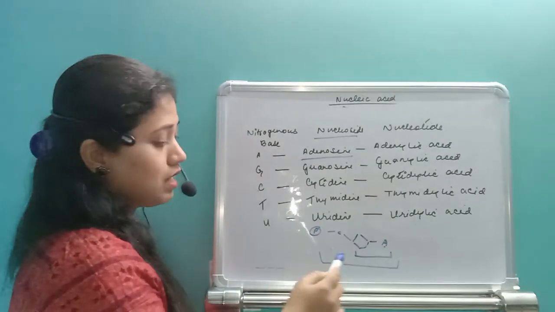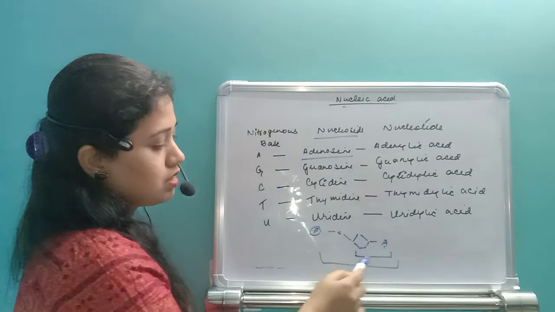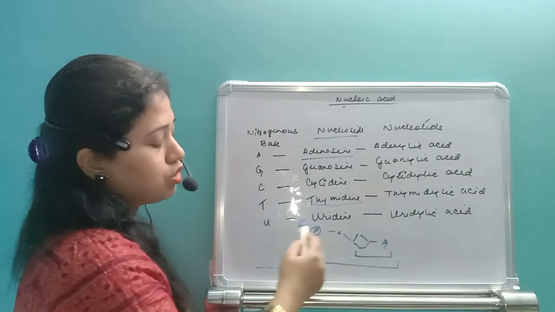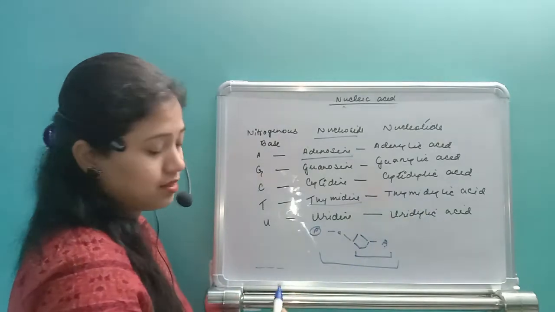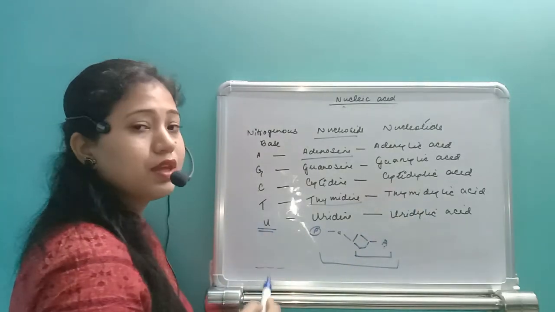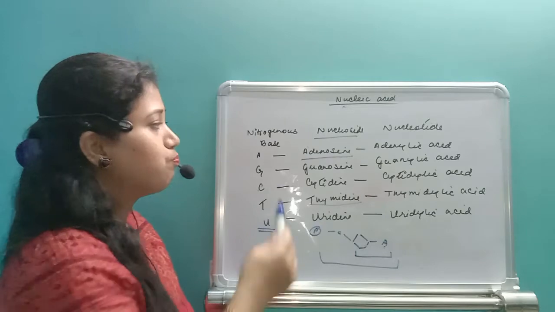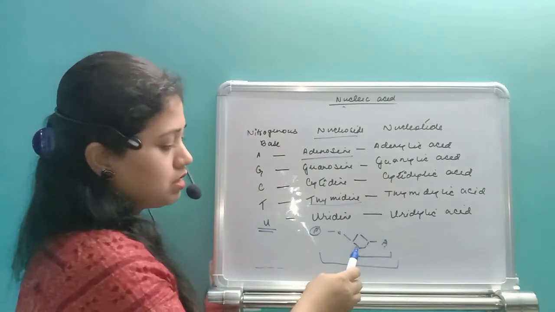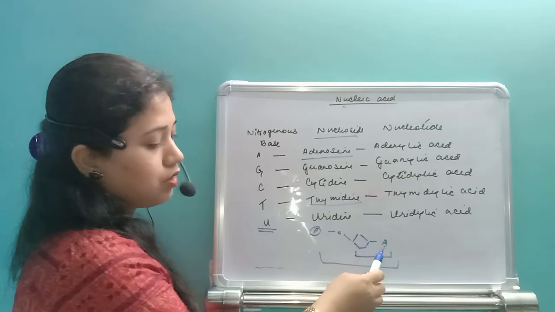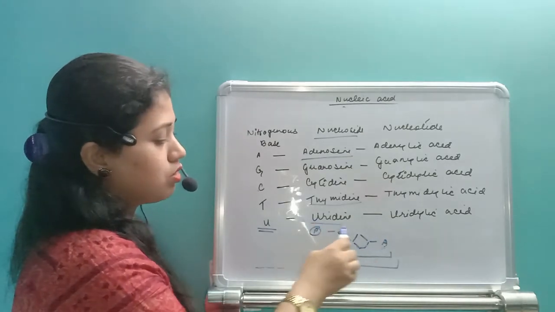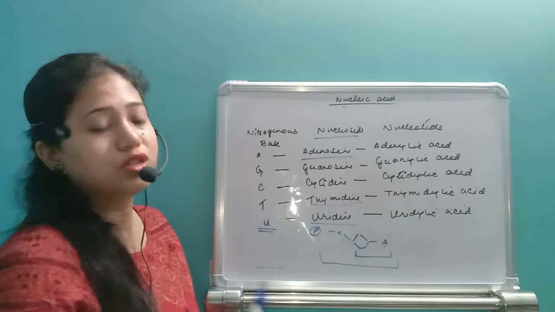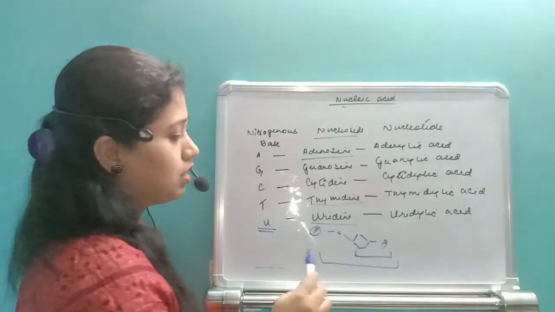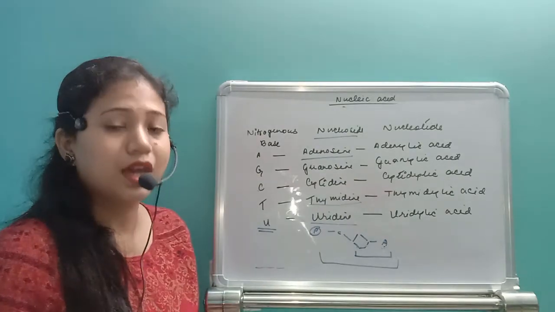Next one, if it is thymine as the nitrogenous base, then this nucleoside will be thymidine and the whole nucleotide will be thymidylic acid. Next, the last one, if uracil is present as a nitrogenous base, then with this pentose sugar, if uracil is attached, it will be called uridine, and if phosphate is attached to this nucleoside, it will be called uridylic acid.